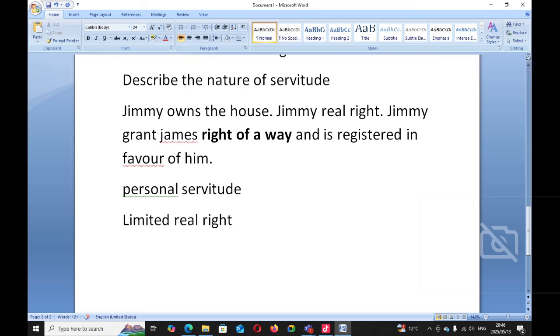So registered in favor of Jimmy, it's a personal servitude. Registered in favor of James is a land servitude. No. Remember, Jimmy is the one that owned the house. If the question says the right of way has been registered in favor of James, it's a personal servitude. If it has been registered in favor of James's Farm, then it changes from personal to land servitude, because it's Jimmy's Farm and James's Farm. Two farms make a land servitude. But if it's one farm, which just gives a right to another person to use in a personal capacity, then it's a personal servitude. You must never forget that.